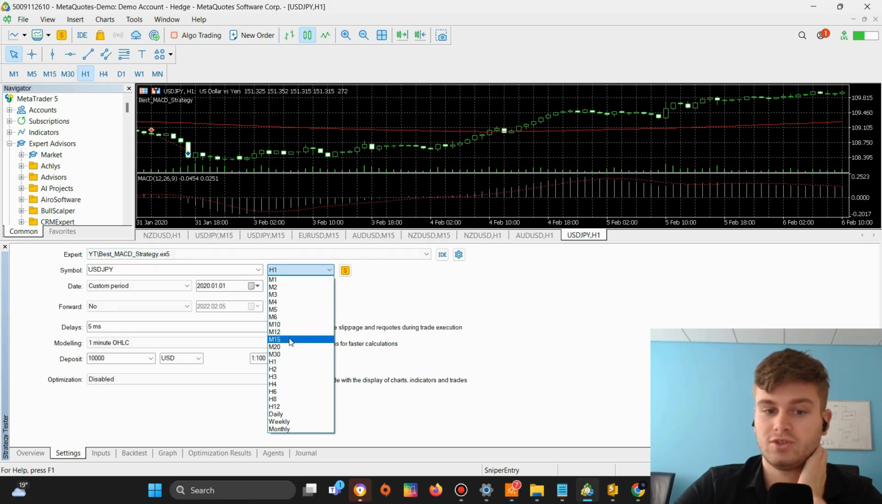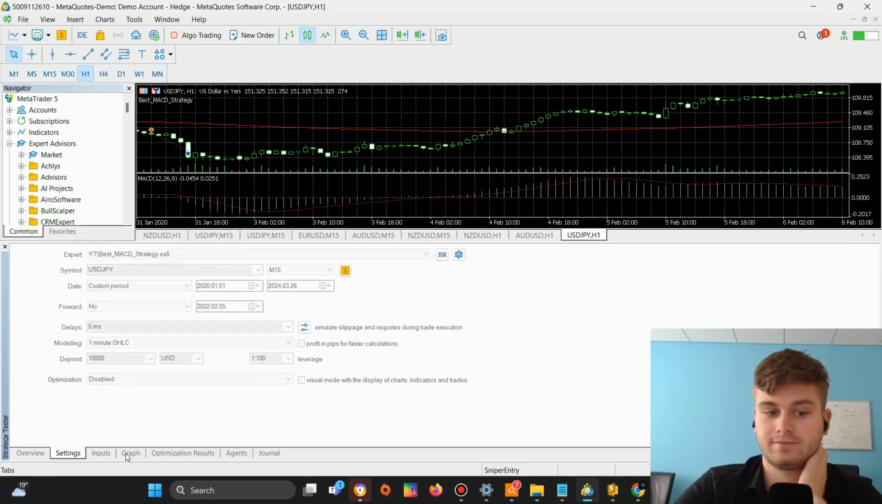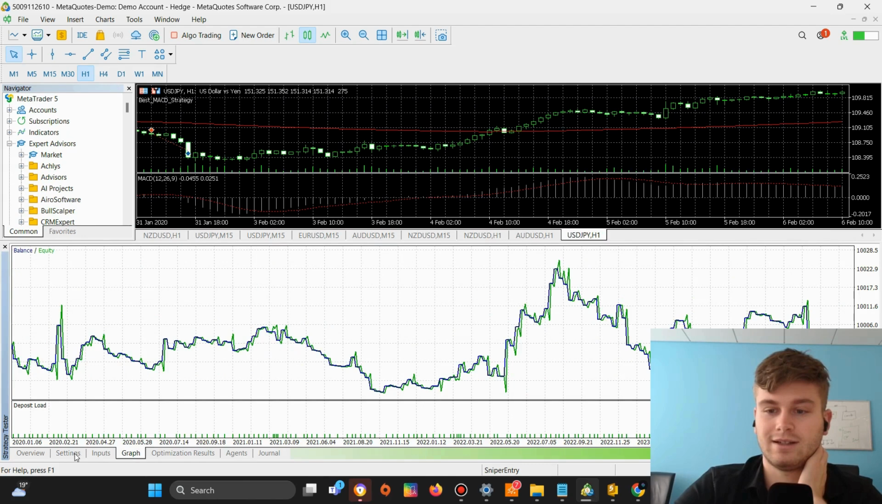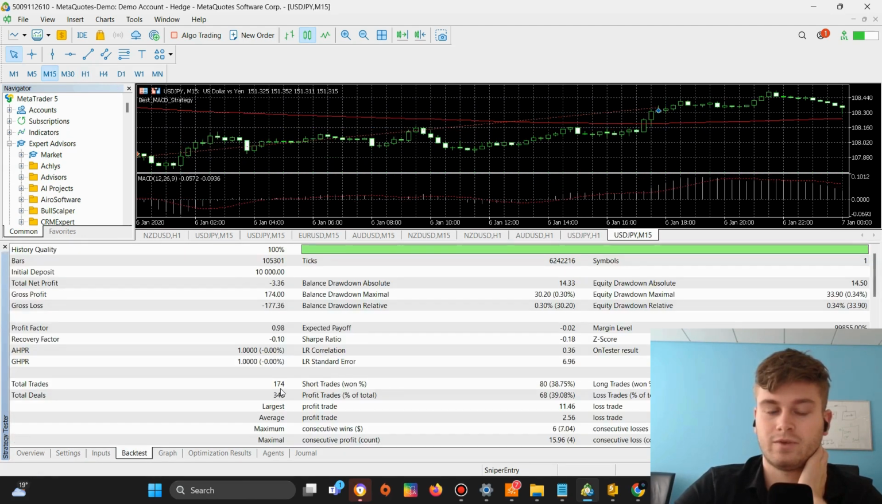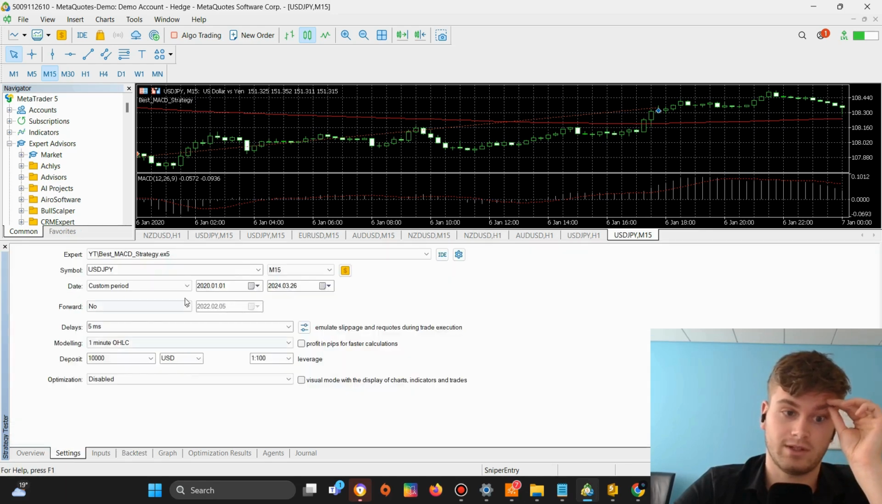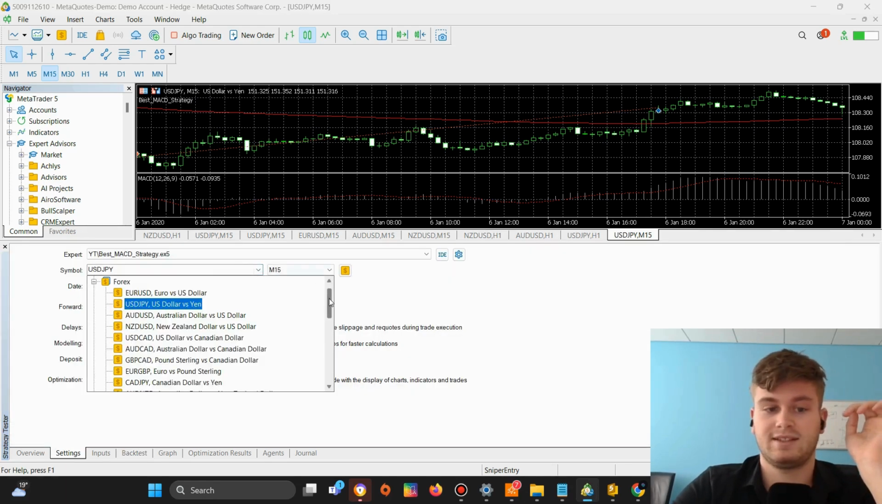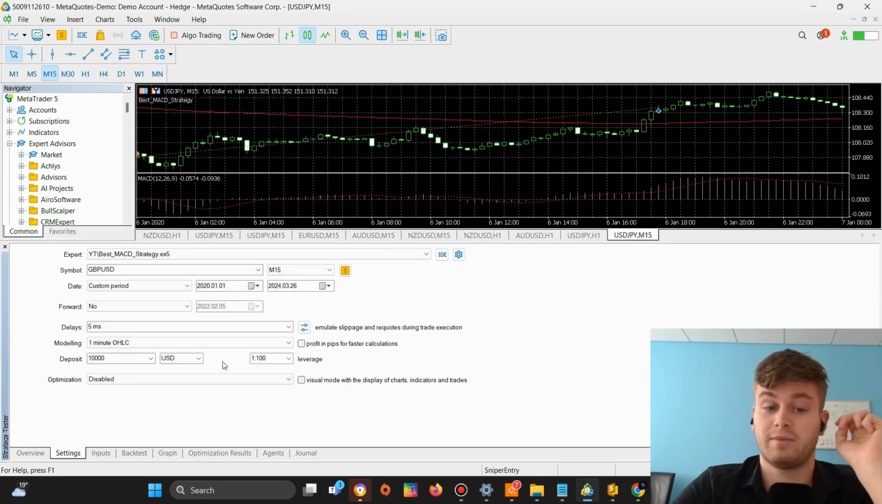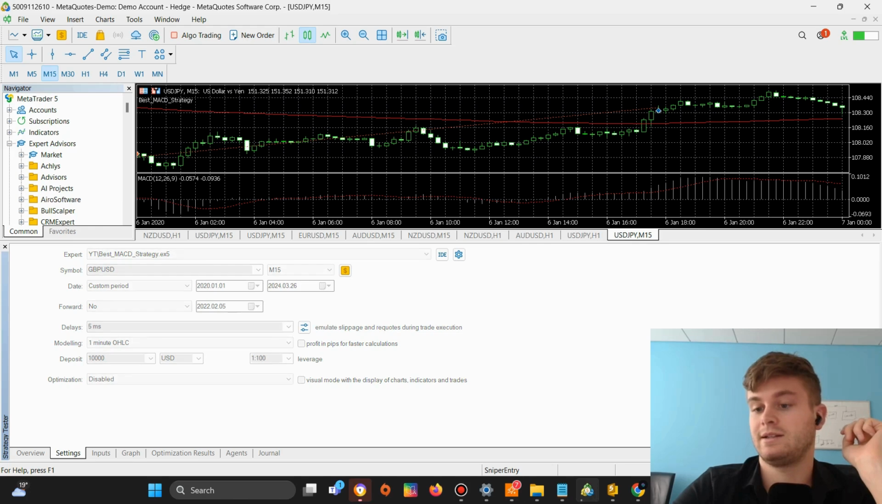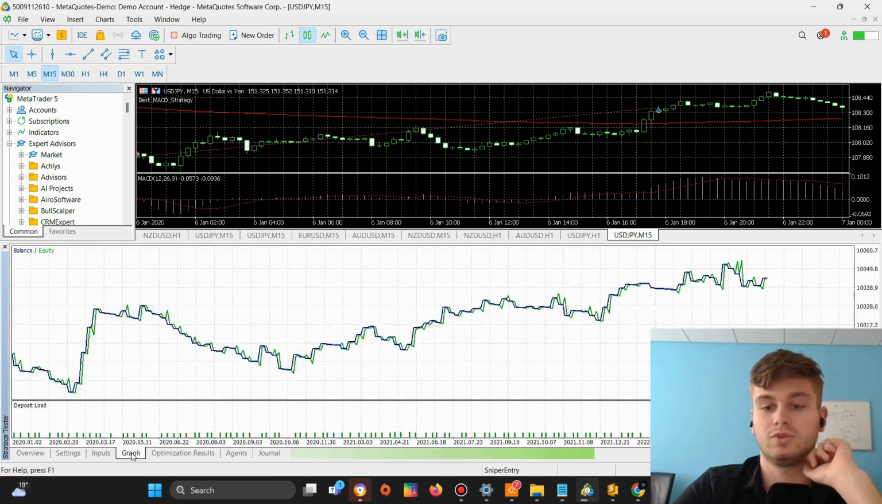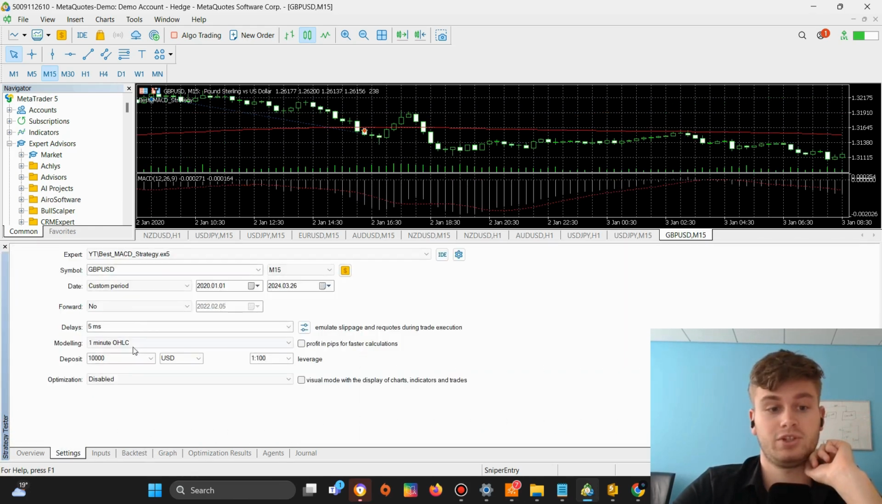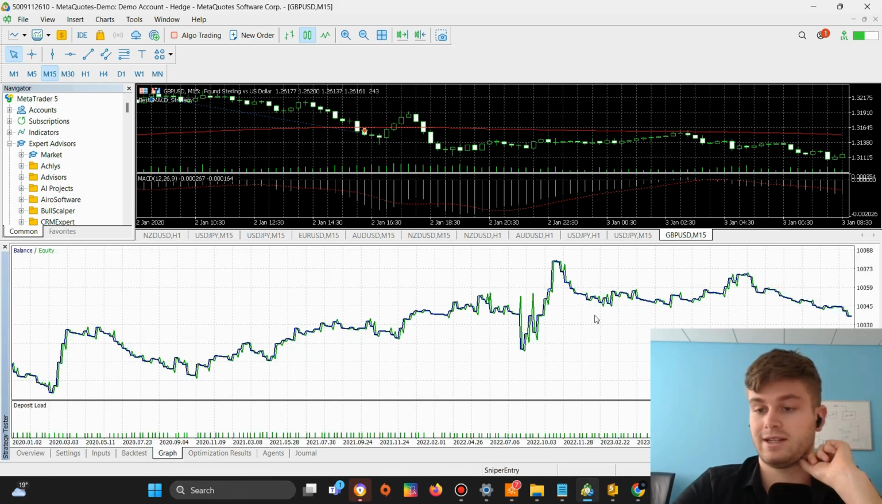If I change this to 50-minute time frame, you still have like 174 positions, which for 4 years is not that much really. So that's something that I really don't like about this. But besides that, you won't make money with this, but at least you won't lose money. And for example, for GBP USD, this works really nice.